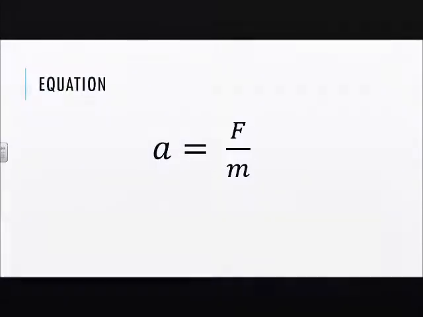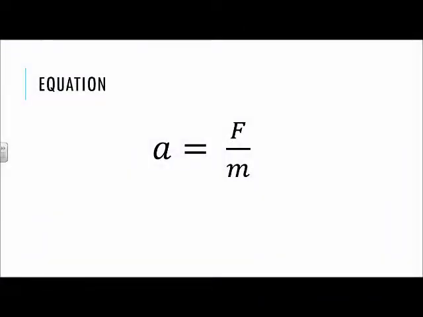The equation for Newton's second law is a equals F divided by m, where a is acceleration and the unit is meters per second squared, F is force in newtons, and m is mass in kilograms.